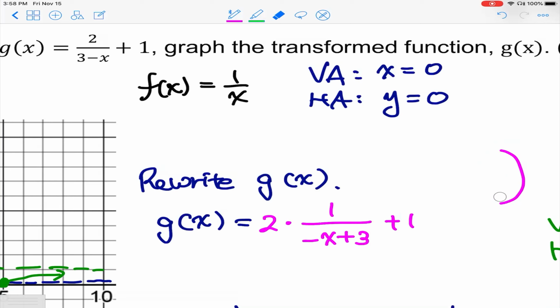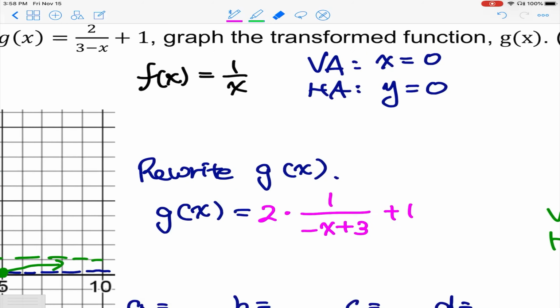Once you have this, remember that the number attached to the x must be factored out before we figure out what a, b, c, and d are. So in this case, we have to factor this negative out, meaning it's negative 1. Then we have 2 times 1 over, with the negative factored out, x minus 3 rather than plus 3, because you're factoring out negative 1, meaning you're dividing everything by negative 1. So then we have successfully rearranged our function.